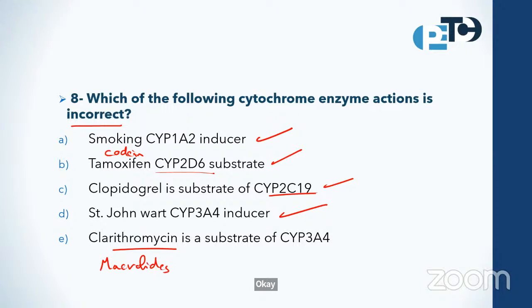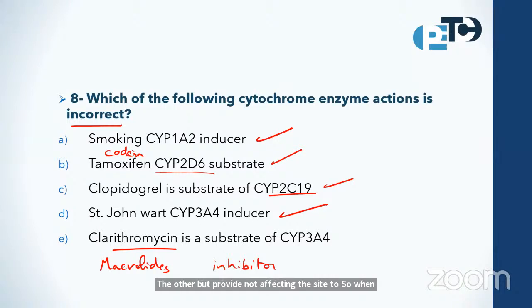It is an inhibitor, not an inducer. It is one of the macrolides, like erythromycin. Both are inhibitors to cytochrome 3A4, while azithromycin, the other macrolide, does not affect the cytochrome. So when we have an interaction and we need a macrolide, you can choose azithromycin.